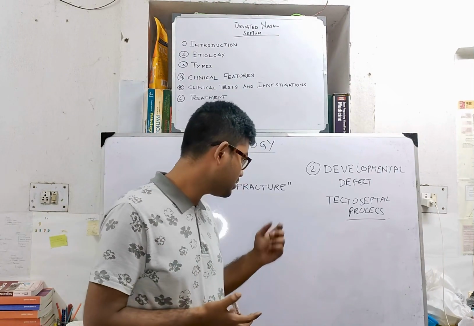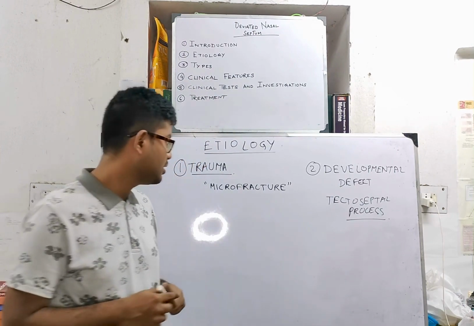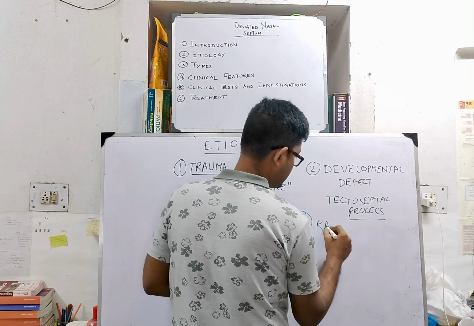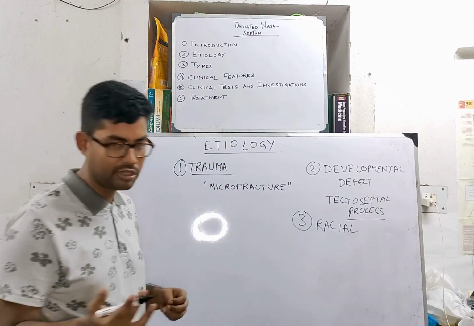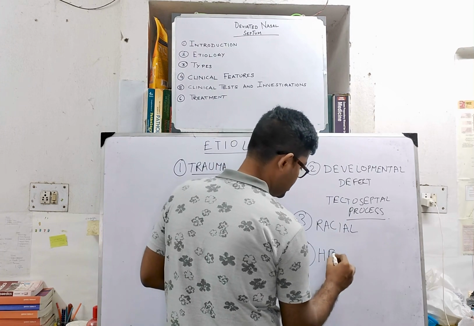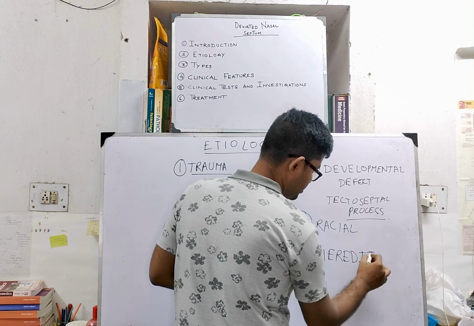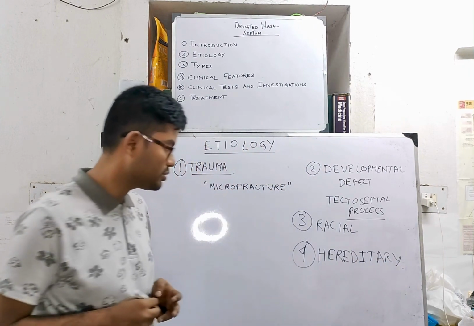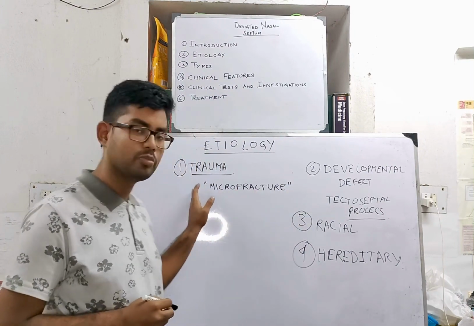Now, a few other etiological factors which may be considered are racial factors, like deviated nasal septum is more common in Caucasians, and of course hereditary factors like DNS may run in families. You must remember these two, but trauma is more important.